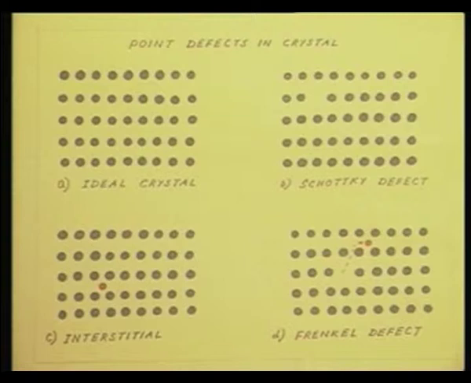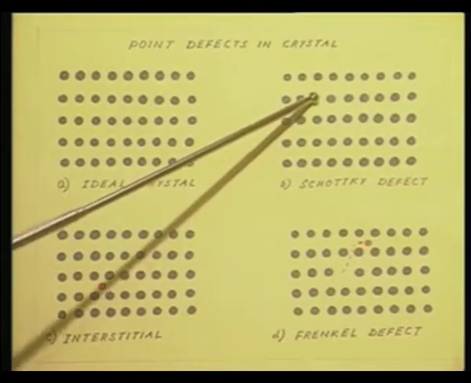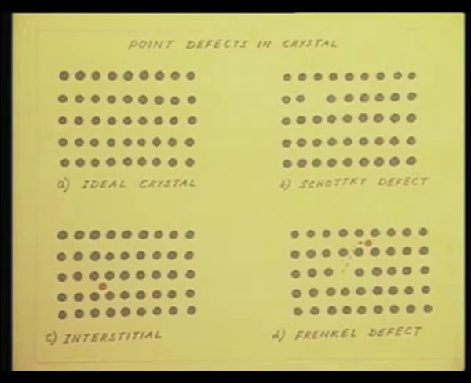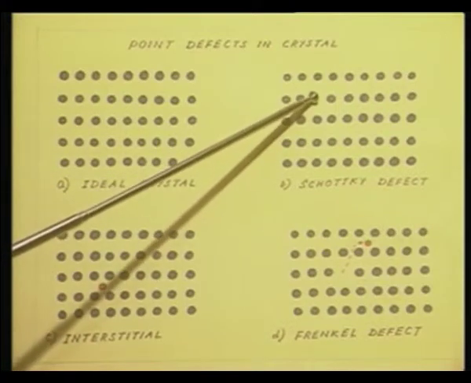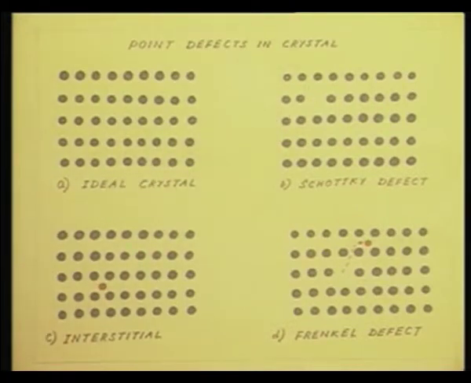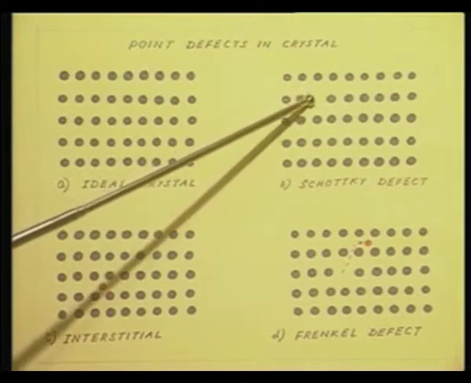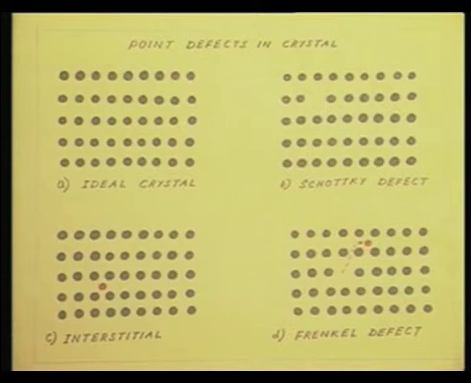Now, assume that one atom from a regular crystal lattice is missing. What we have is called a vacancy. I have a void instead of an atom here. I have a vacant site. In this lattice site, one atom should have been present, it is not there. So, it is a vacancy. It is also called a Schottky defect.